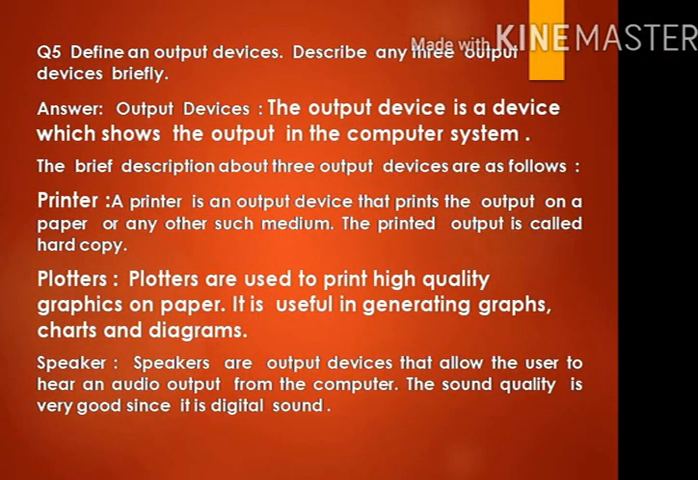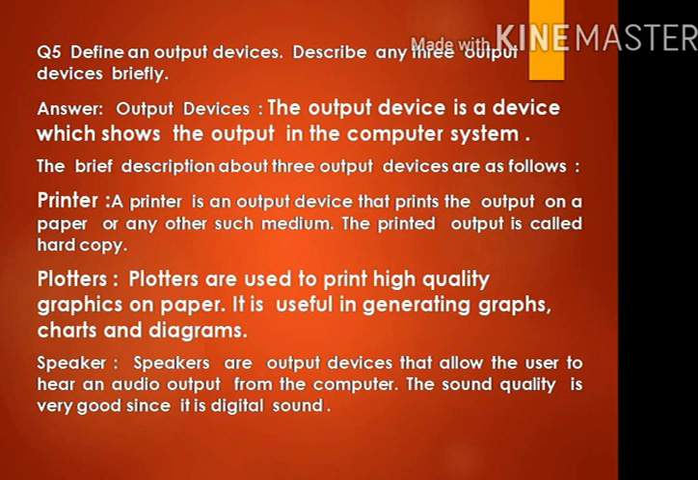The next slide contains the next part of questions and answers. Question number 5. Define an output device. Describe any 3 output devices briefly. Answer. Output devices. The output device is a device which shows the output in the computer system. The brief description about 3 output devices are as follows.